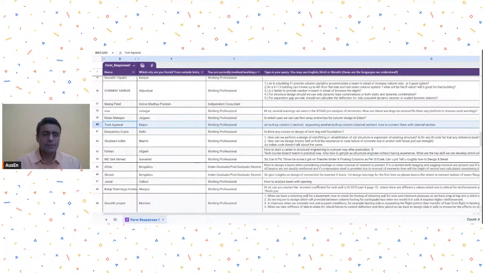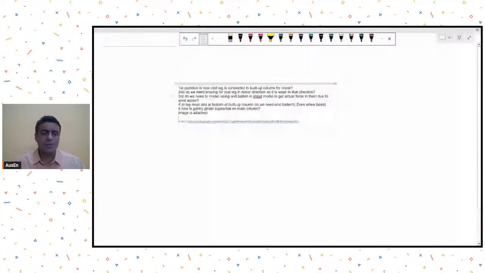I'll need to stop my screen sharing. This session will involve some fiddling between different screens and different tabs, so you will have to bear with me for that. Yeah. So Mr. Tosh, first question he was asking, how roof leg is connected to built up column for crane. Second question he asked was, do we need bracing for roof leg in minor direction? Third, he asked, do we need to model lacing and batten in STAAD model? Okay, and he has given us one image also, so I'll share that image as well.